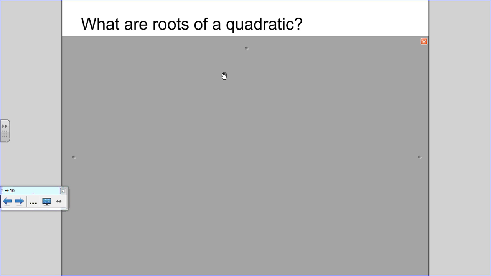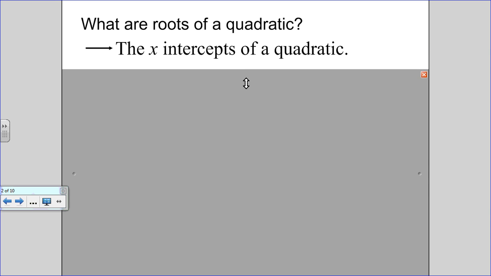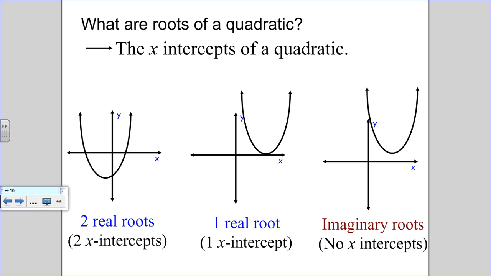What are the roots of a quadratic? In general terms, what are the roots of a quadratic? The roots of a quadratic are the x-intercepts of a quadratic, where the quadratic intersects with the x-axis.